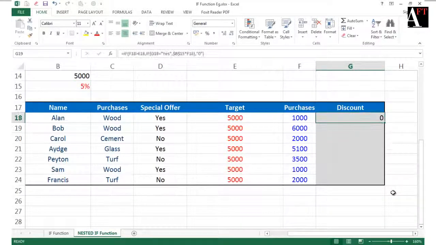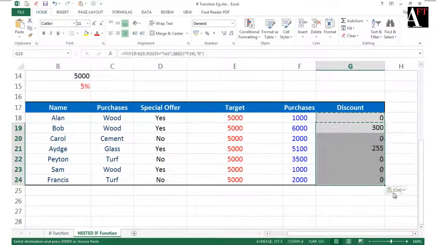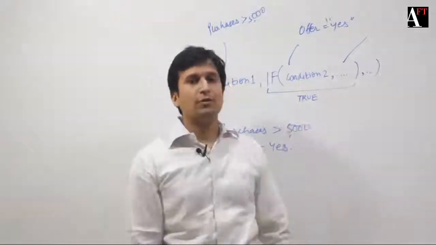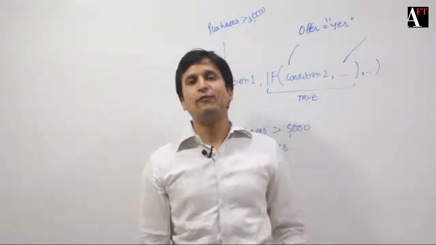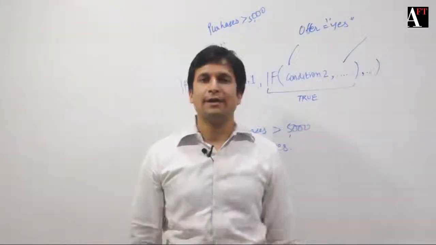So that's the nested if calculation for you. It's like an AND condition. Whenever both of the conditions are true, you give a discount. In all other cases, the discount is equal to 0. So you have to finish the formula accordingly.